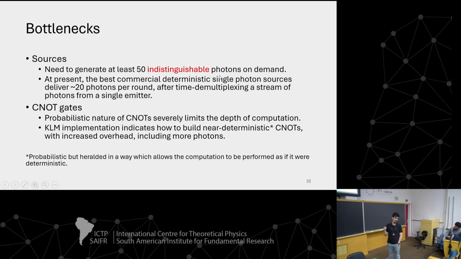indistinguishable photons. The best commercial single photon sources that you can buy nowadays can give you 12. They're promising 25 in the next year. Still, you need a long way to go, because you cannot buy 2 of these and say, now I have 50 photons, because photons from source A are not indistinguishable from photons from source B, because they use quantum dots, and quantum dots grow spontaneously.